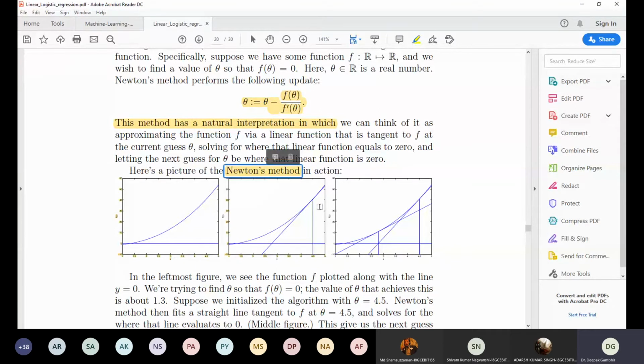In this case, we will start here. We will check the slope. Then in the second figure you can see the slope is at around 4.5. One point is at 4.5 and the other point is at 40.